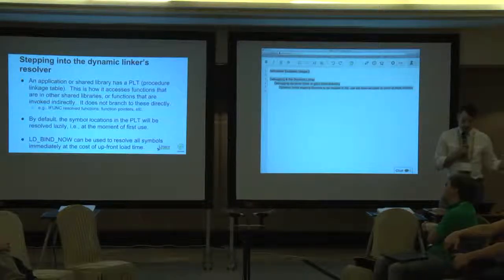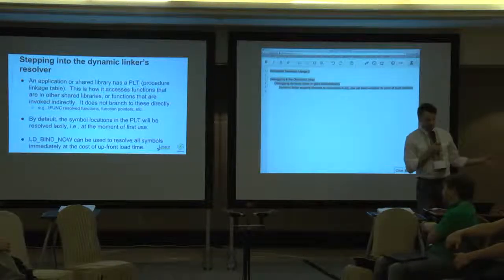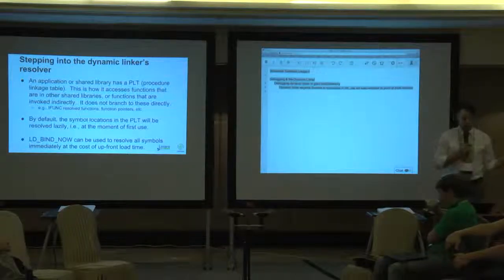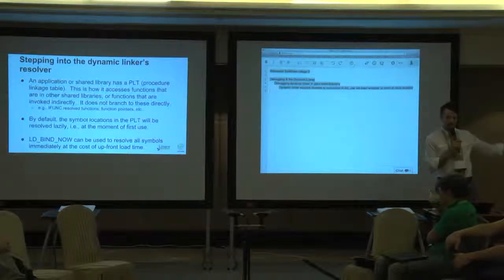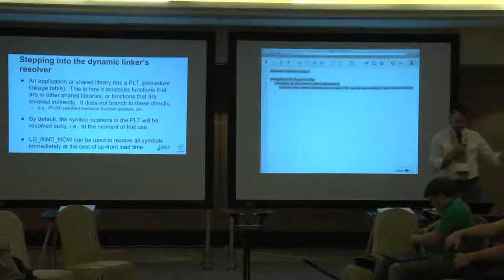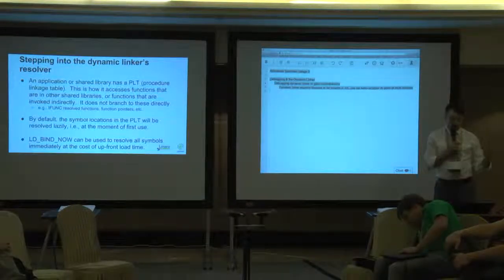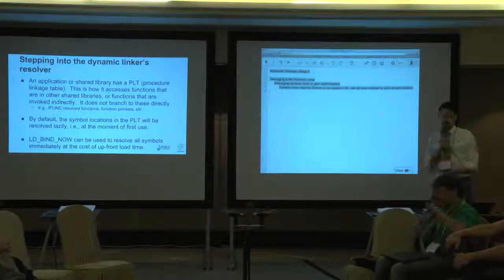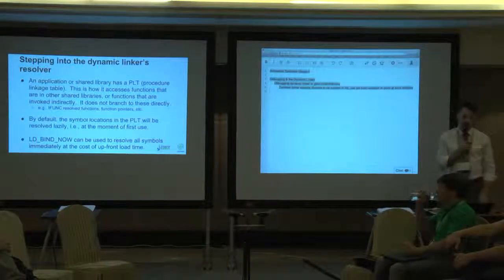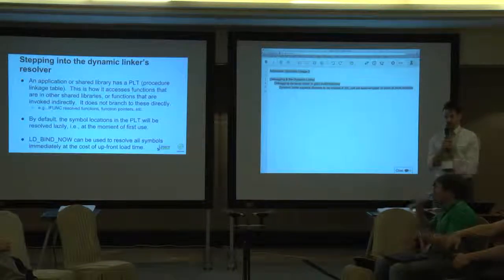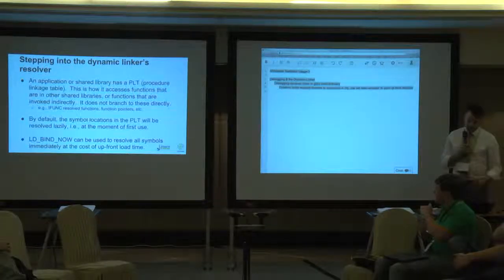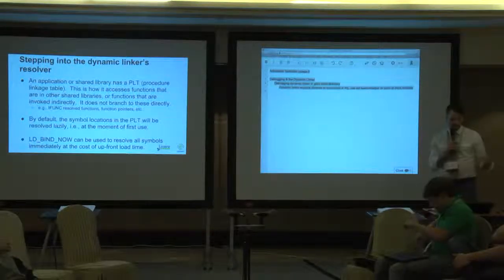An application or shared library has a PLT. This is the procedure linkage table, and this is how you access functions that are outside of your application. They're in another shared library. You don't branch directly from your application into that shared library. There are some major security implications with that. So you branch indirectly via the procedure linkage table. One example would be function pointers or ifunc resolve functions.